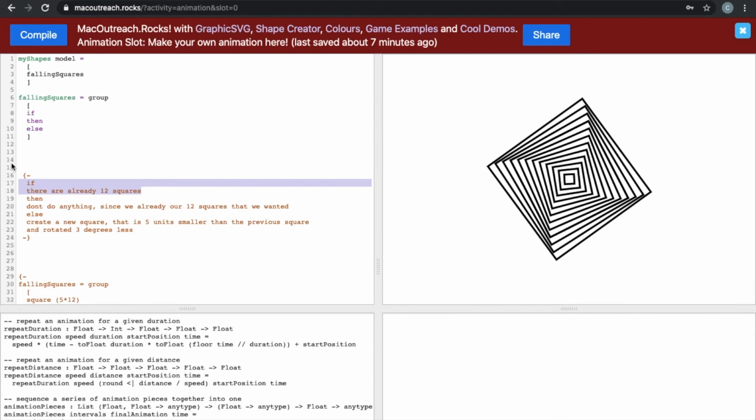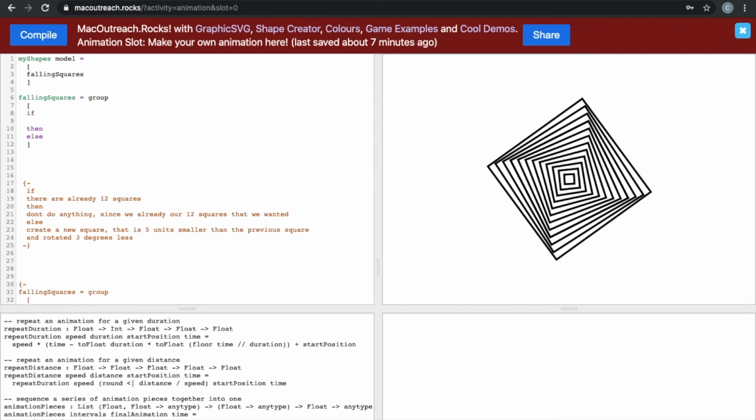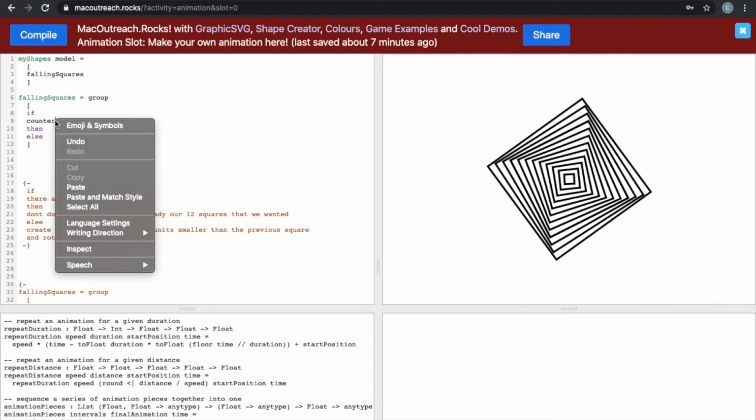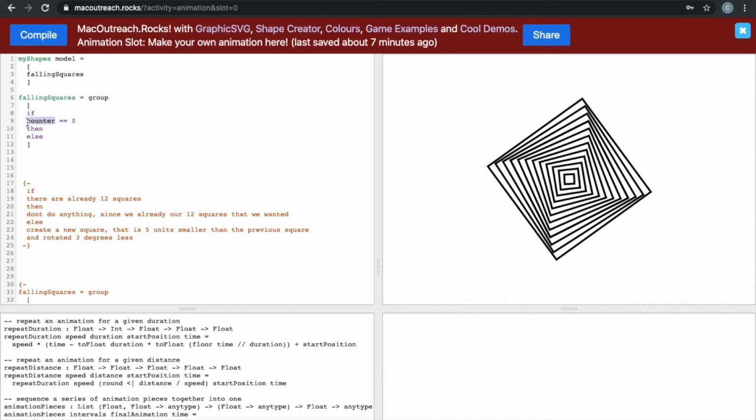If there are already 12 squares. Another way to interpret this is to say if the counter has reached 0. Since when the counter does reach 0, we will have counted down 12 times. So let's go ahead and write if counter double equals 0. Note here that I just wrote the double equal symbol. That's because this is a way to ask the computer to see if two things match. In this case, we're asking the computer to see if counter matches the number 0. Note also that because I've created a new counter variable on line 9, I'm going to need to tell fallingSquares to expect a counter input on line 6.